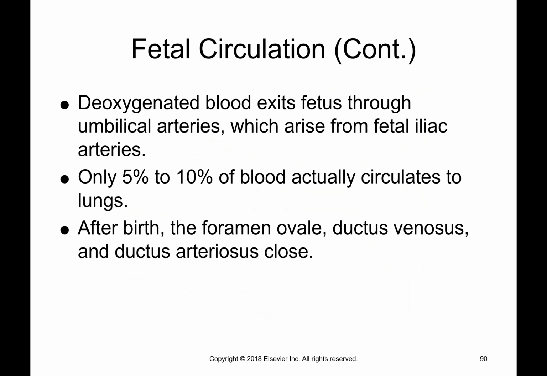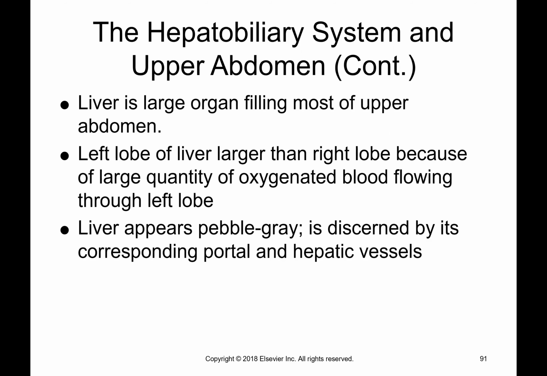Deoxygenated blood exits through the umbilical arteries, which arise from the fetal iliac arteries. And only 5 to 10% of the blood actually circulates to the lungs. After birth, the foramen ovale, the ductus venosus, and ductus arteriosus close when the baby starts breathing on its own. So it's pretty awesome.